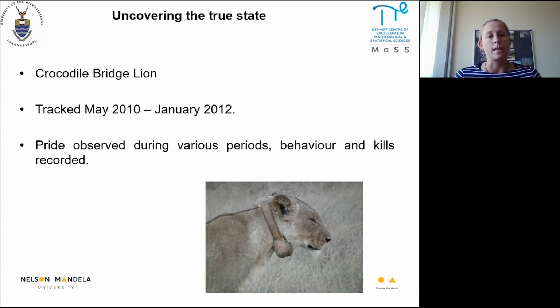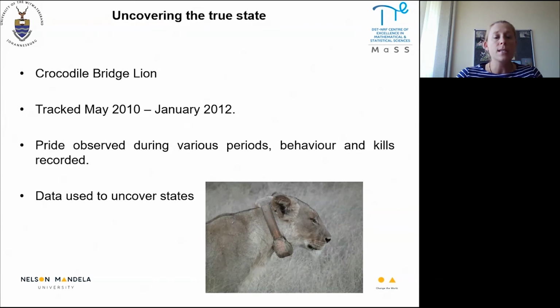With this particular pride, they went out on foot, mostly at night, and actually followed the pride. They tried to keep an eye on them to see what they were doing. Sometimes they would record what they were doing just based on noise and spoor, etc. But they tried to keep quite close to them throughout the night. So this is quite an unusual data set for us, in that it gives us an opportunity to try and uncover what the true state is.